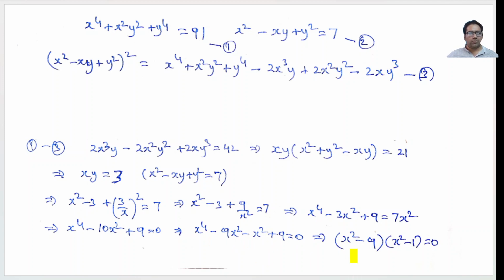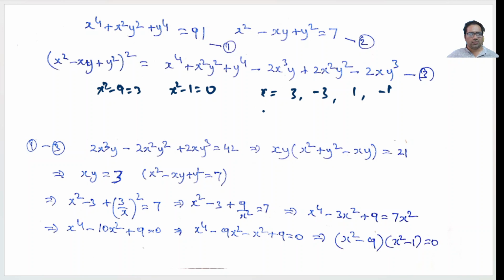So what does this mean? It means either x square minus 9 equals 0 or x square minus 1 equals 0. That means x equals either 3 or minus 3, or 1 or minus 1. These are the four options for the solutions.